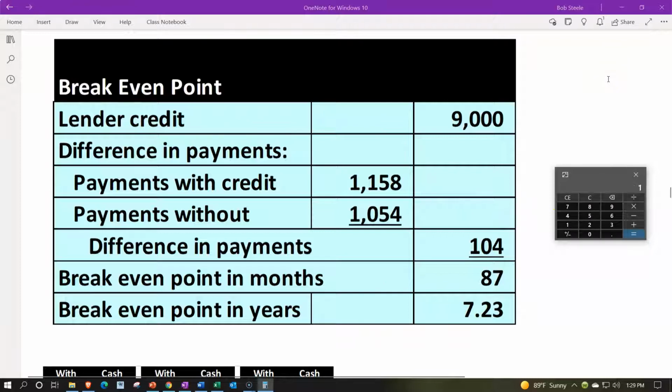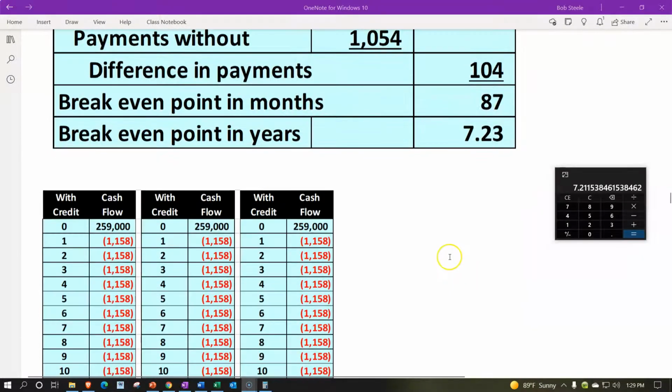So the 1,158 minus the 1,054 is a difference of $104 per payment. If we take the $9,000 that they gave us upfront and divide it by the 104, it would take 87 payments for it to even out. So we got the benefit upfront, and then after 87 payments the lender would start benefiting. So you have that timing difference in place. If we divide that by 12, that would be about 7.2 years. But again, that's somewhat of an approximation.